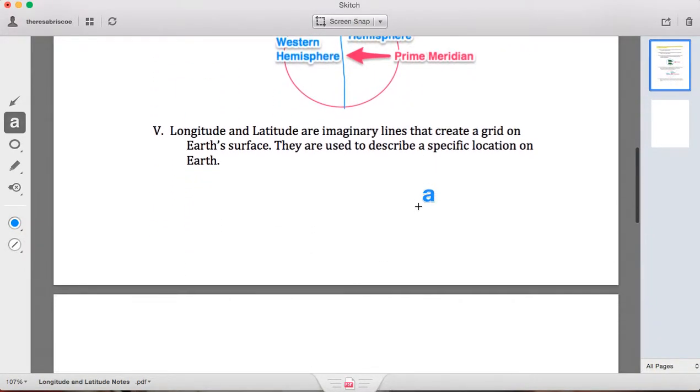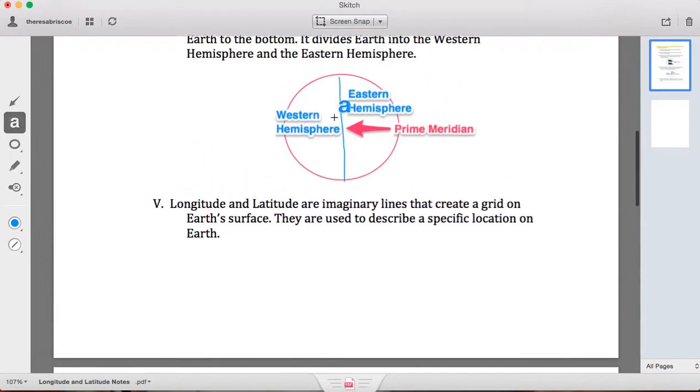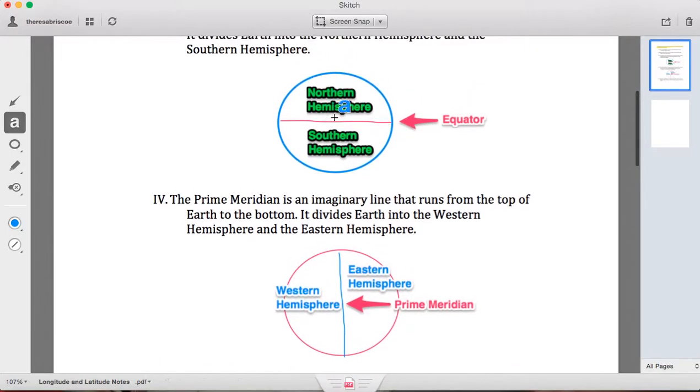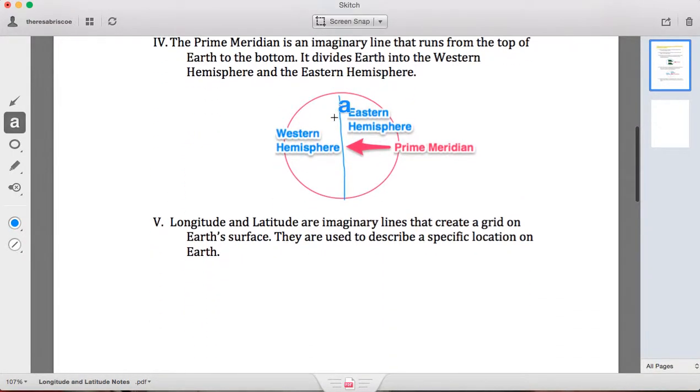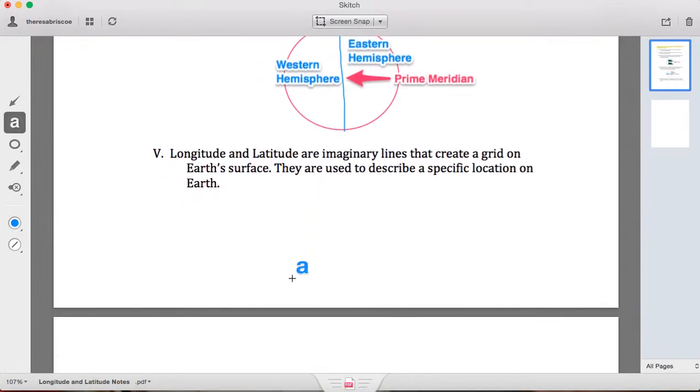Now the last set of imaginary lines that we are going to learn about is longitude and latitude. Again, longitude and latitude are imaginary lines, so you won't see them from outer space and you don't see them as you're walking around the Earth on the ground because they're imaginary. But these lines you will find on most globes and most maps. Now they're imaginary lines, kind of like the prime meridian and the equator, but they're more specific. They give more of a specific location on Earth. They divide Earth into kind of like a grid.